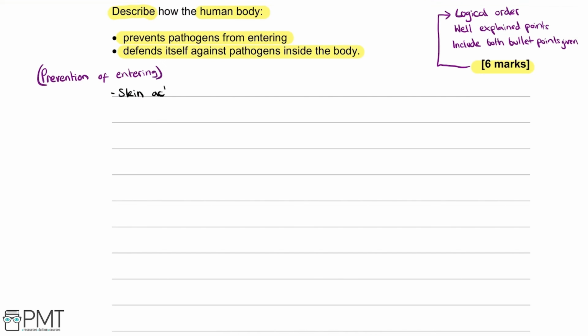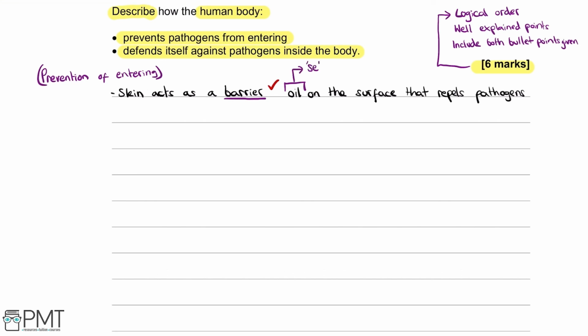The first thing that you could talk about is the skin. So this acts as a physical barrier, and your keyword here is barrier, so make sure you mention that specifically. Next, you might go on to talk about this oil on the surface of the skin, and this has the property of repelling bacteria and pathogens. It's also worth noting that this oil can be called in the mark scheme sebum, so if you see that, it just refers to the oil on the surface of the skin. Now you can start to talk about some other forms of protection. So when the body gets a cut or a graze, a scab will form over the top of it, and this also forms a barrier to stop the pathogens coming in direct contact with the bloodstream.